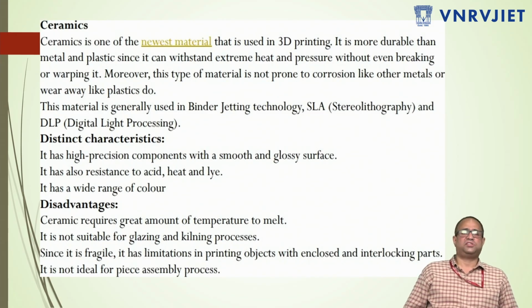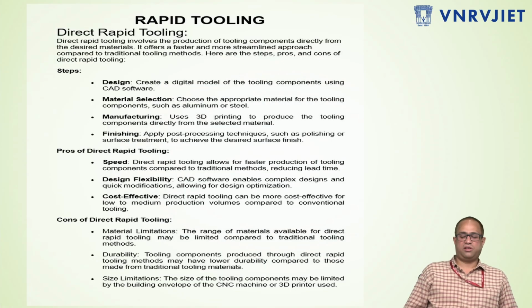And ceramics, it is used for high precision components, especially if the parts should have a glossy surface finish. It also has resistance to acid and heat, and it also has a wide range of colors. And coming to the case of drawbacks, ceramic requires a greater amount of temperature to melt, and it's not suitable for glazing and kilning process. So these are mostly the materials that are used.